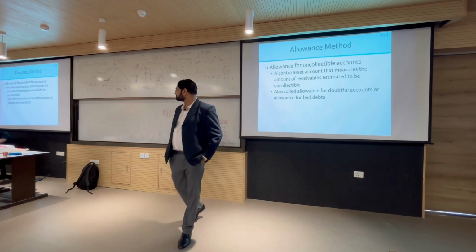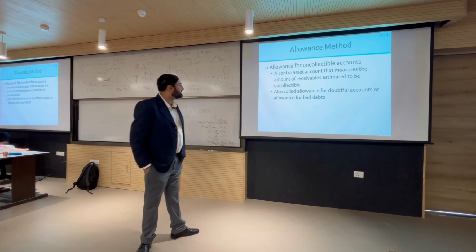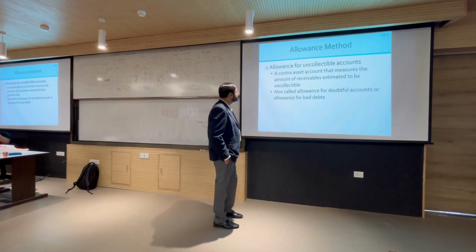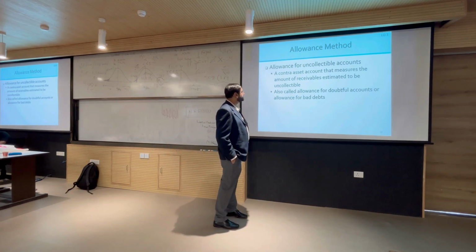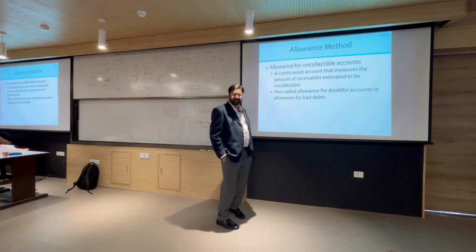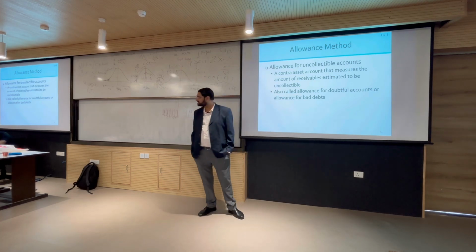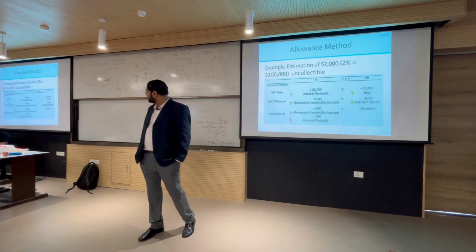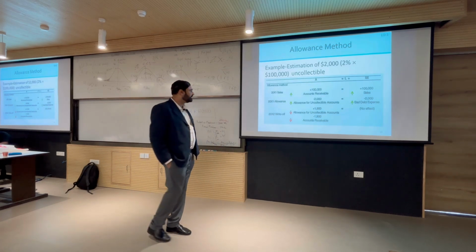Next. So, allowance method for uncollectible accounts is a contra account that measures the amount of receivables, also called as allowance for doubtful accounts or allowance for bad debts. This is simple. Next. Yeah, so how will you do it?